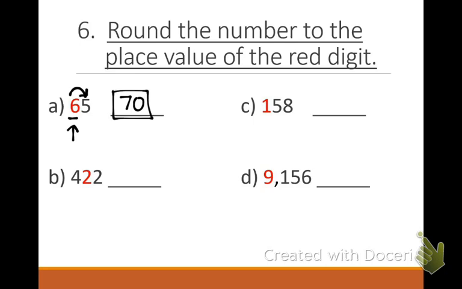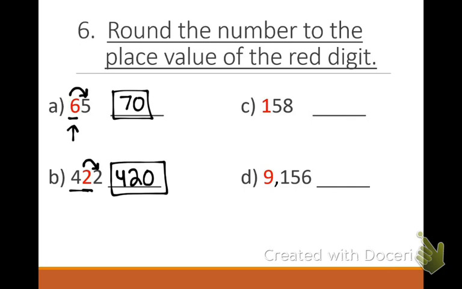Let's go to the next one, problem B. I'm going to go ahead and underline my red number. What place is that red number in? The tens place, okay? So he's going to ask his neighbor that's smaller than him. What does he ask? Are you 5 or bigger? What does that 2 say? No. So does this 42 stay as a 42 or get bigger? Yes, stays the same. It stays the same, and what happens to the last number? Turns into a 0. So 422 rounded to the nearest tens is 420.